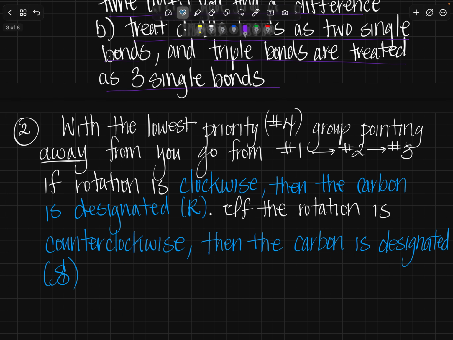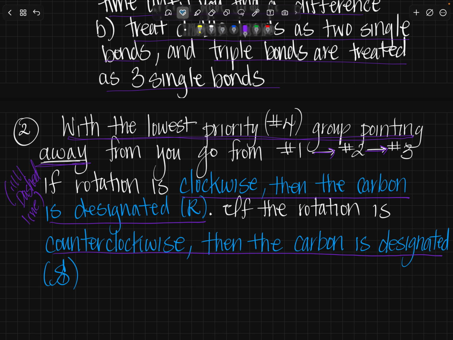The second big part is with the lowest priority group pointing away. That's big. Lowest priority group going back. And by back, that means dashed line. From you, go from number one to number two to number three. If rotation is clockwise, then the carbon is designated as R. If the rotation is counterclockwise, the carbon is designated as S. Feel free to pause the video right here so you can get that down in your notes.